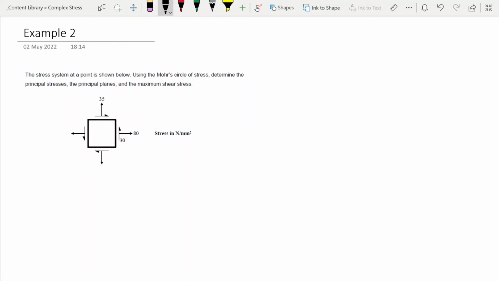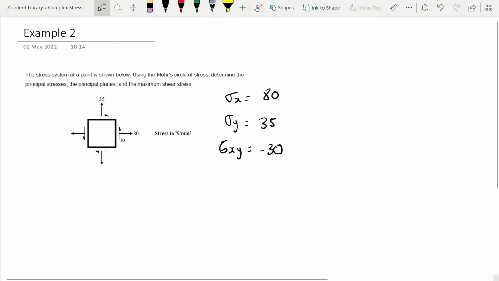Hi everyone, this video is the solution to example 2, where we're going to learn about the Mohr circle and how to draw the Mohr circle for the stress state in a square. So the problem is exactly the same as the previous one, so sigma x, sigma y, and tau xy are going to have the exact same values as before, so 80, 35, and minus 30. But now what we need to do is draw the Mohr circle.